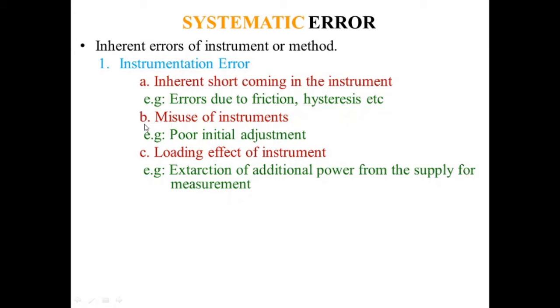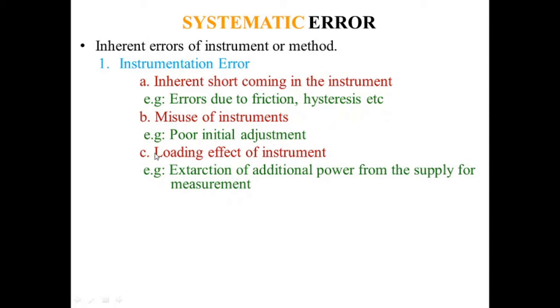So the second one is misuse of instruments. This misuse of instrument means poor initial adjustment. If you are making the initial adjustment, any mistake in the initial adjustment will reflect in the readings whenever we are taking them. So that we call the misuse of the instrument.